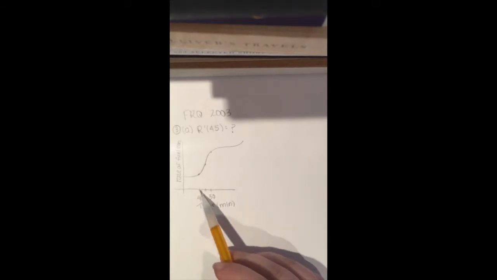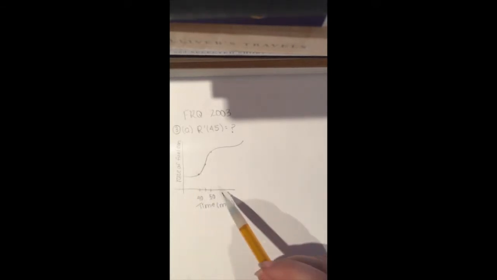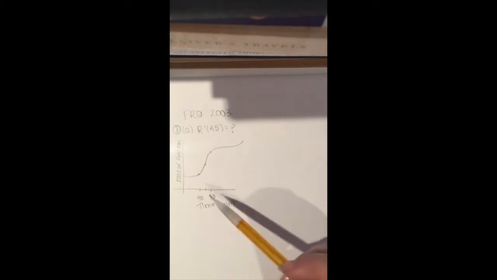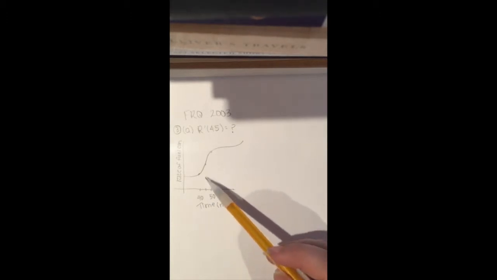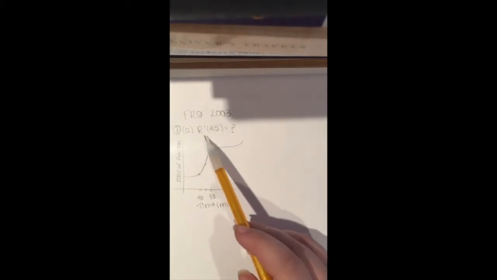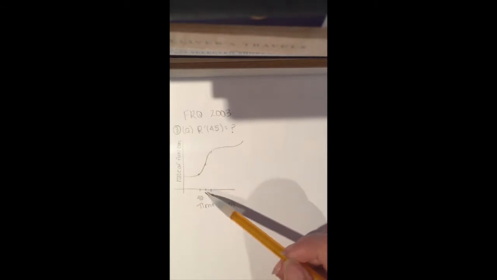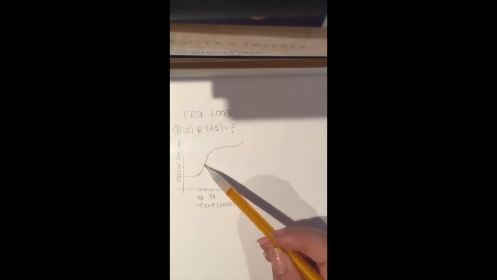Okay, so part A is asking us to approximate r prime of 45. Instead of doing this with calculus, it just turns into a simple slope problem when you realize that there's a distinct value on the graph for 40 and a distinct value for 50, but there's not one for 45. So all you need to realize is that the derivative, r prime of 45, is just going to be the slope of the tangent line at r45.